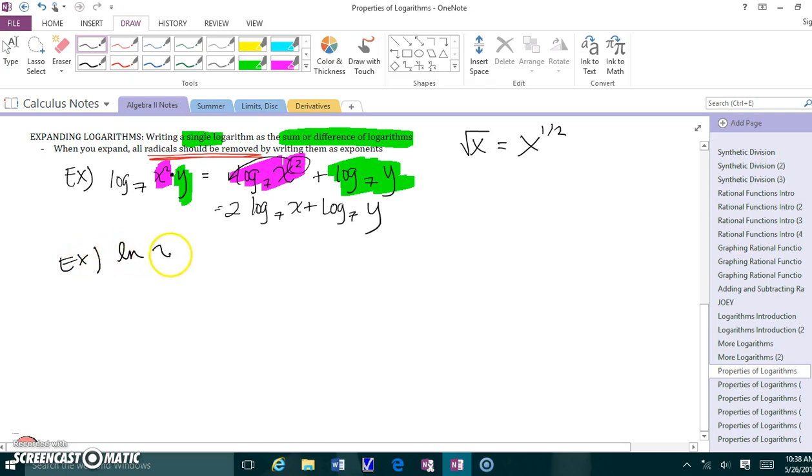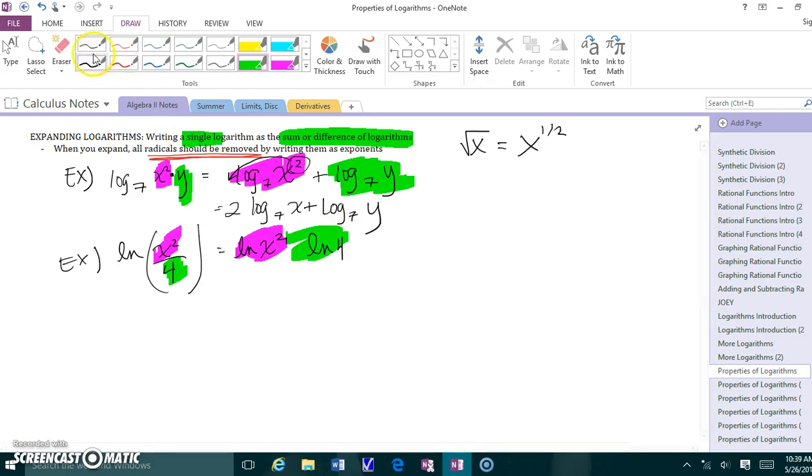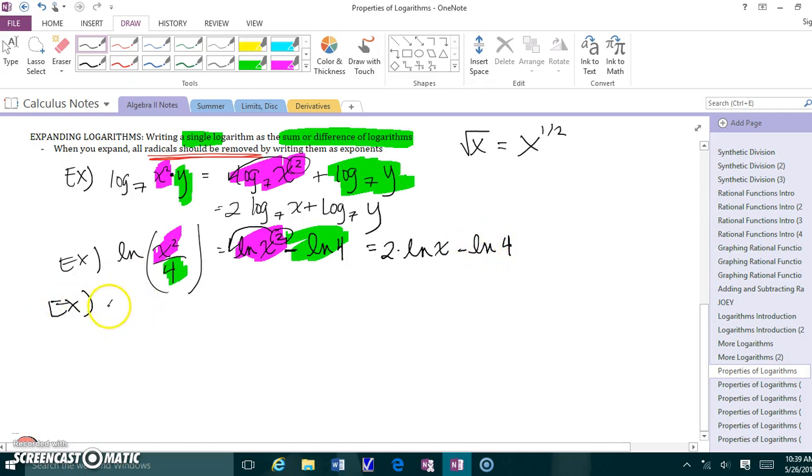So let's try another pretty basic one. ln, natural log, of x squared over 4. So again, I have two terms here, 1 and 2, and what I'm going to do is give each term its own logarithm. So since there's two terms, there's two logarithms. And because the terms are divided, I'm going to subtract the logarithms, like that. And I don't want this exponent here. This needs to come out front by property number 3 of logarithms. There we go.